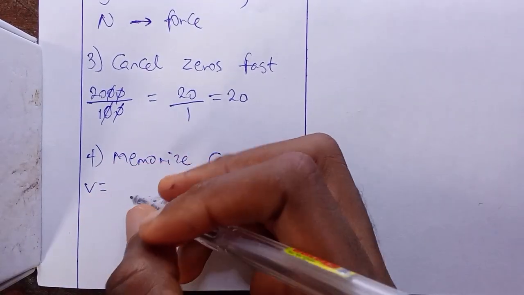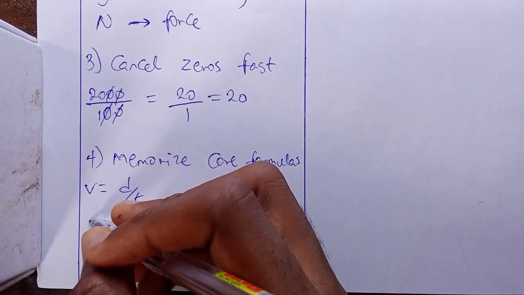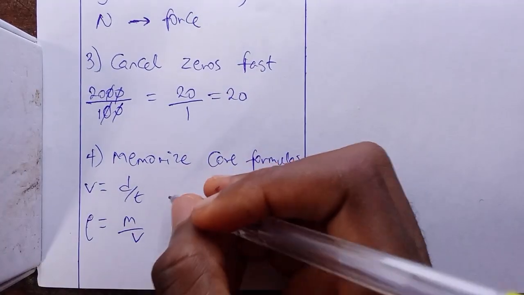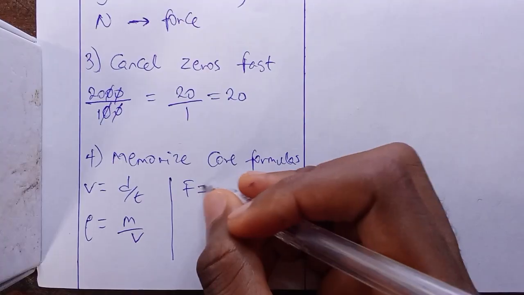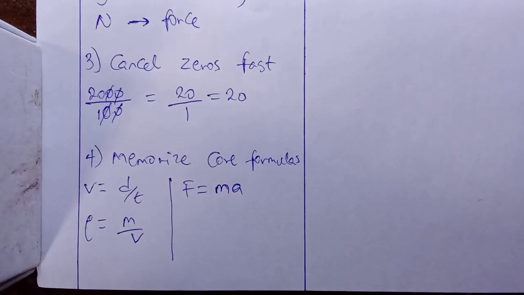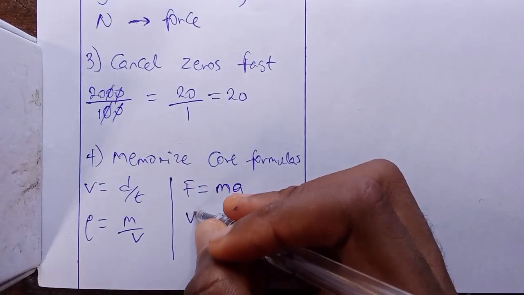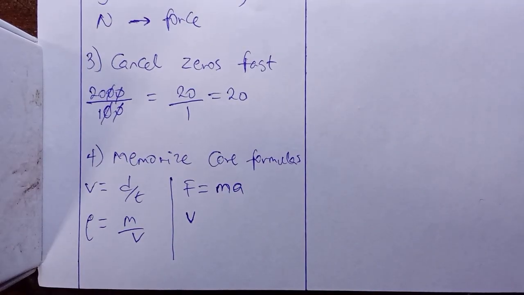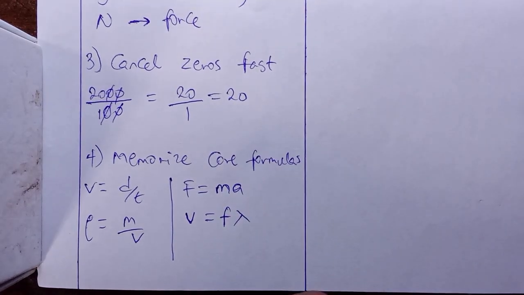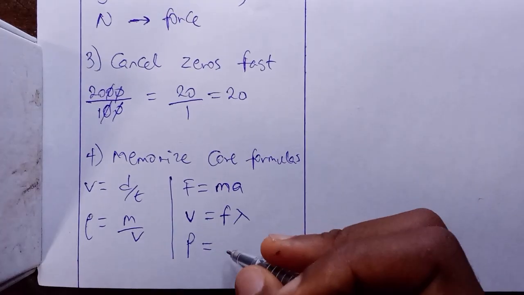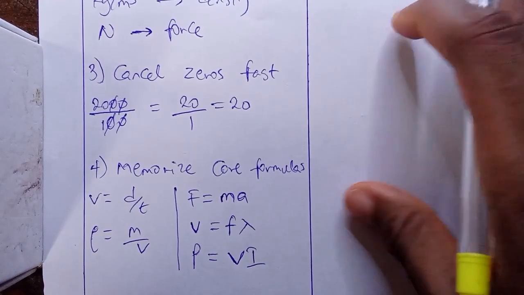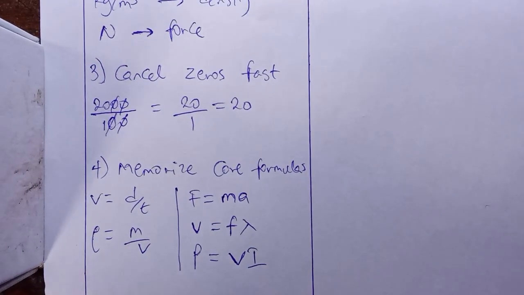Velocity is distance over time. Number 2, density is mass over volume. Force, very important, is mass times acceleration. Then the relationship between velocity, frequency and wavelength: velocity equals frequency times wavelength. And finally, power is voltage times current. These are the major core formulas in physics that usually help you in your WAEC.